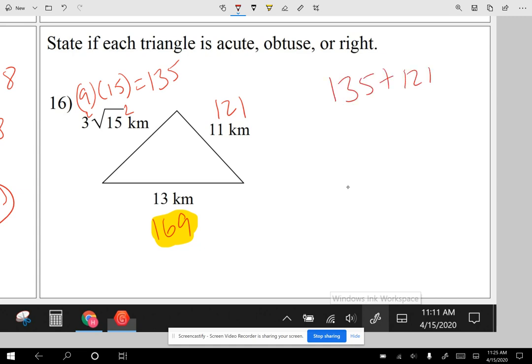135 plus 121, and then 169. I don't know if I have an equal sign in between, a greater than or less than. Okay, so let me add the two smaller numbers, 135 plus 121. That's going to give me 256. And then 169. I'm going to put my inequality sign, the big side, the open side, towards the bigger number. 256 is bigger than 169. Notice how my c squared, the 169, became smaller than the other two combined. I'm going to call this acute.